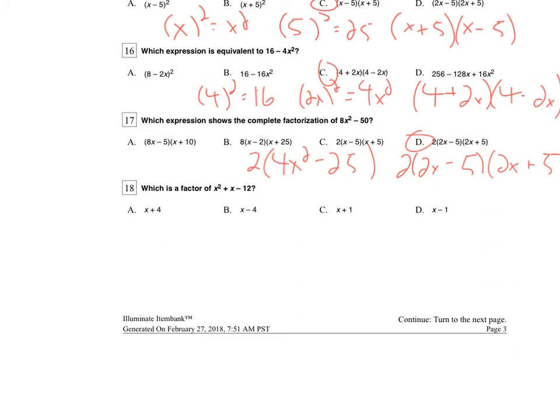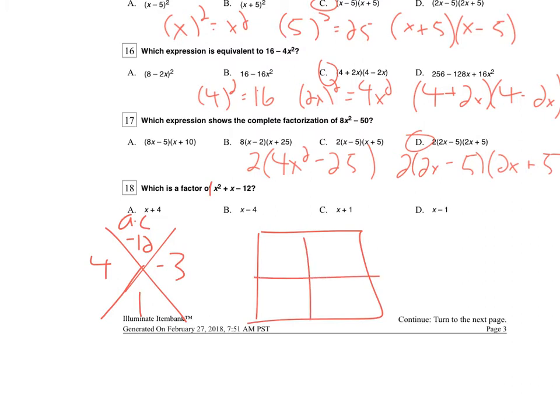Okay, 18. So what is a factor? So we're going to factor this. We have three terms, so we're going to X box. A times C goes on top. In this case, our A is 1 times C, which is negative 12, so we get negative 12. Our B is 1. So what multiplies to negative 12 and adds to 1? We get 4 and negative 3. Do our box. X squared, negative 12, 4x, and negative 3x.